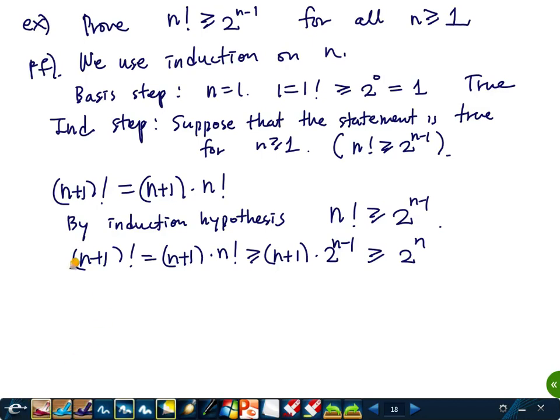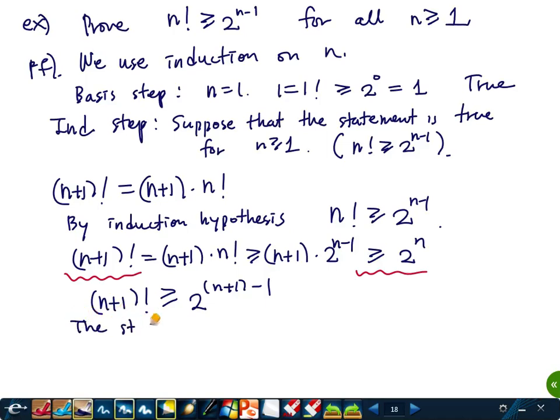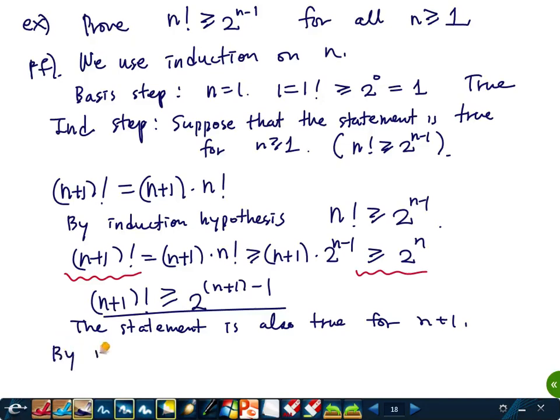If you look at this thing over here, we have just shown that n plus 1 factorial is greater than or equal to 2 to the n. In other words, it is greater than or equal to 2 to the, this one is n plus 1 minus 1 if you want. So the same statement is also true for n replaced by n plus 1, right? This means the statement is also true for n plus 1, because that's what this means. And by induction, it is true for all n. This is the end of the proof.